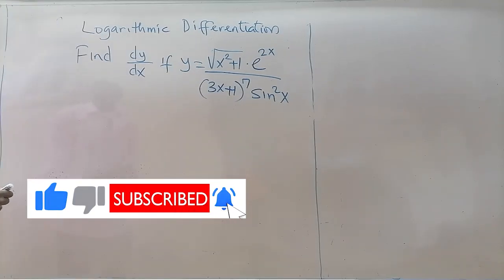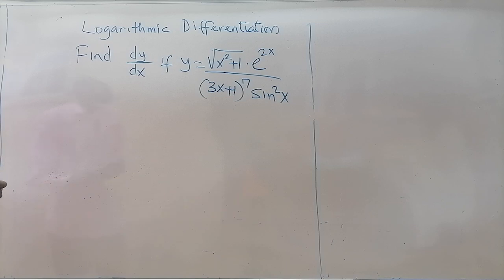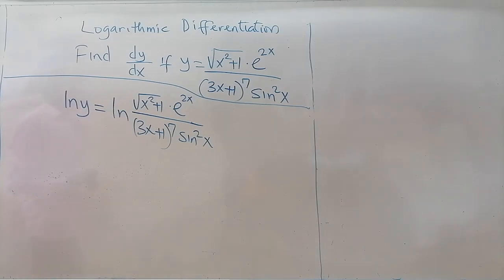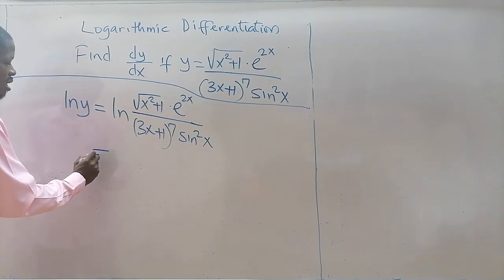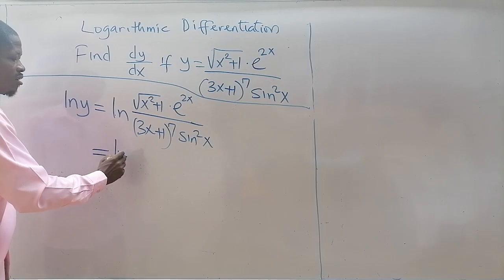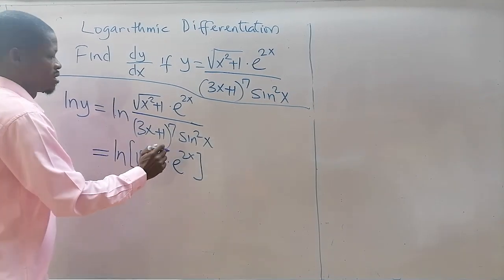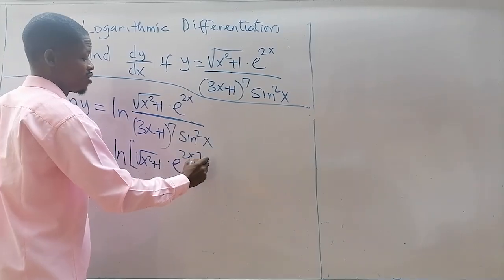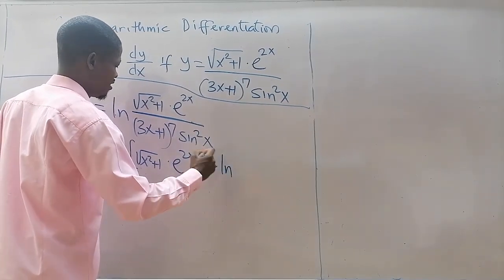The first thing we'll do is to take the natural logarithm of both sides, and that will be ln y. So that was the first thing we do when we're taking the logarithm. Then the next thing to do now is to apply the rules of logarithm. So this is going to be ln of the numerator. Since this one is division, according to the rules of logarithm, this will be minus ln of the denominator.